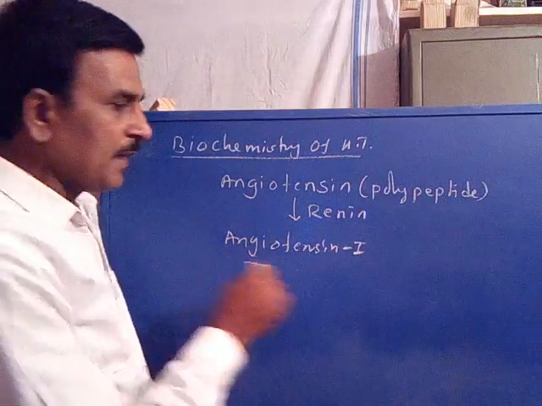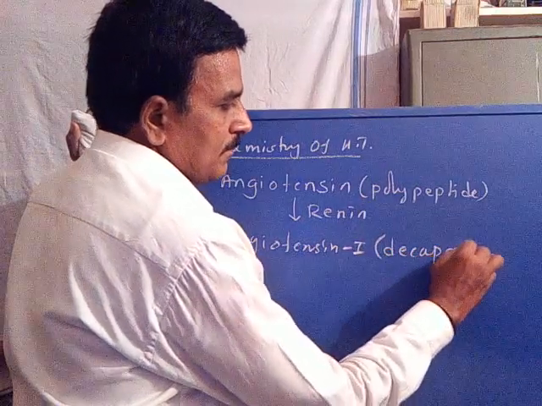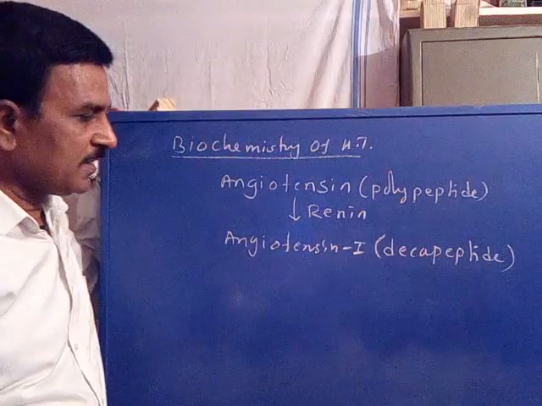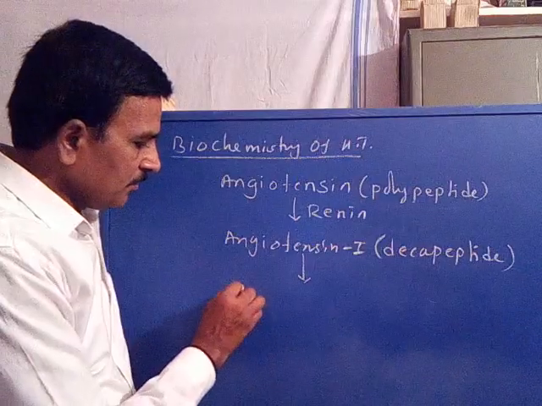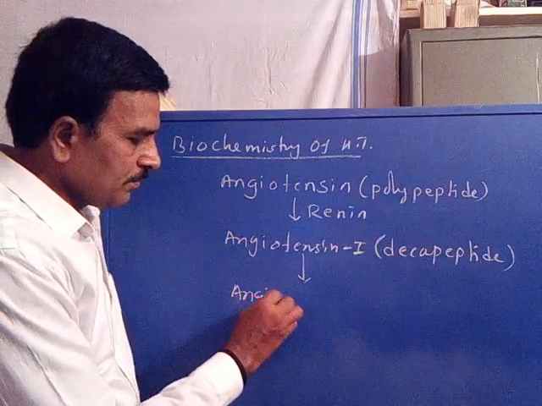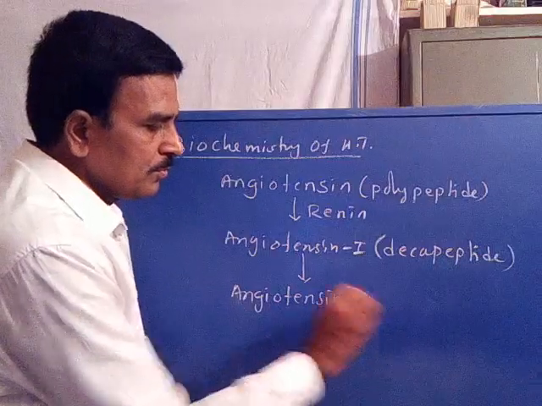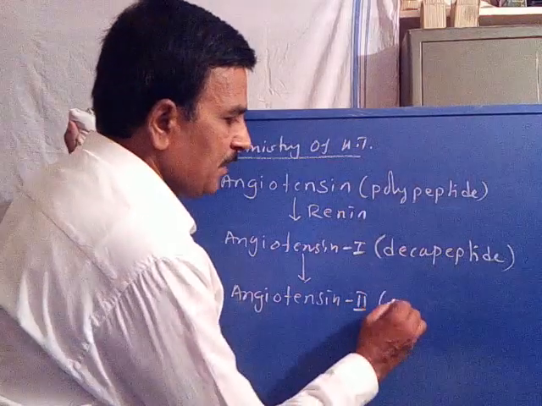It is a decapeptide. Further, angiotensin 1 is hydrolyzed to give angiotensin 2. Angiotensin 2 is an octapeptide.